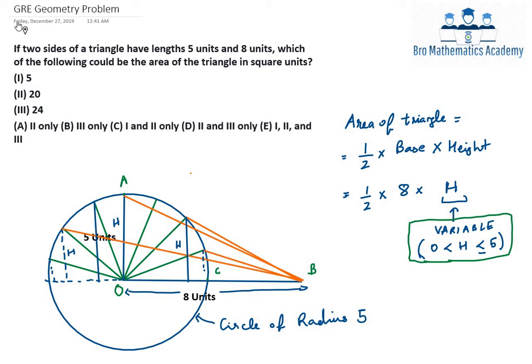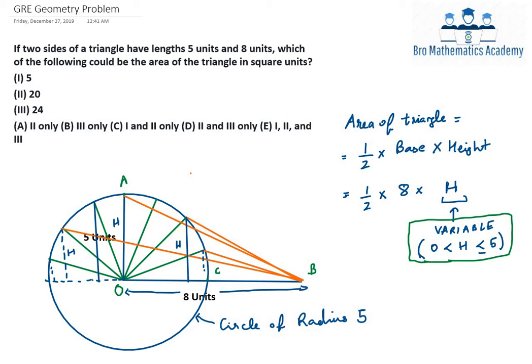So the problem statement is, if two sides of a triangle have lengths 5 units and 8 units, which of the following could be the area of the triangle in square units? 5, 20, 24. They have given three options, and then four choices: second only, third only, first and second only, second and third only, first, second and third.